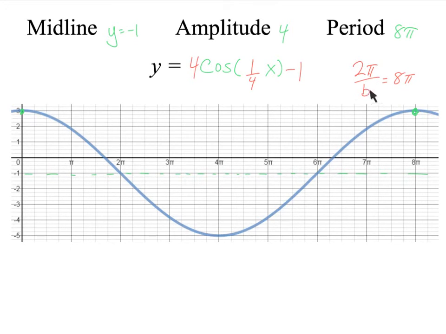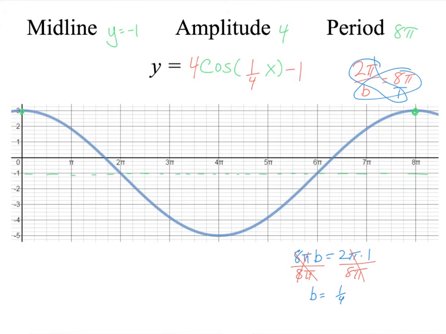Now, that might be confusing, too. So how did I solve for b here? What I did is I simply put a 1 underneath, and I cross-multiplied and solved. So that would be 8 pi b equals 2 pi times 1. Divide by 8 pi on both sides. Cross those out, and you can divide by 8 pi. Do you see here I get b equals 1/4? I got that number right there. So if you simply cross multiply and solve, you will get your b value. So that right there would be the equation of that one.